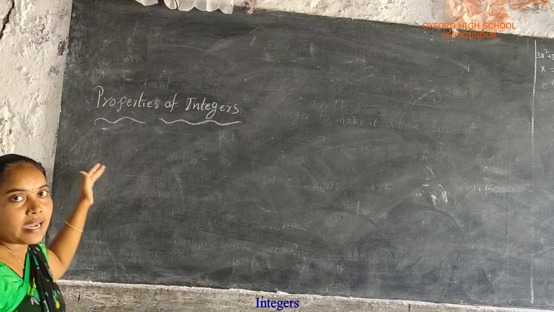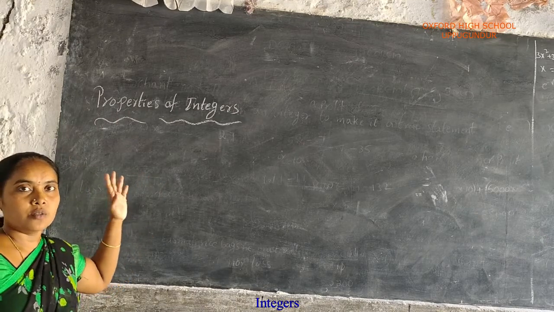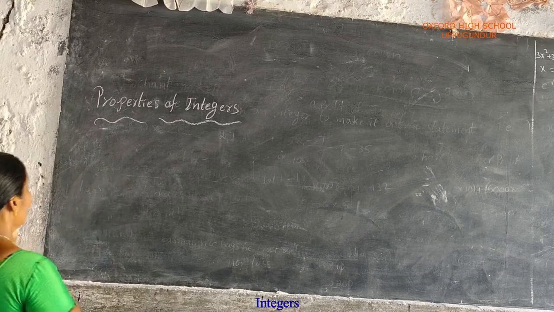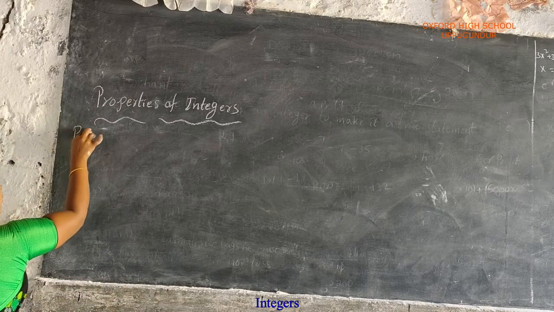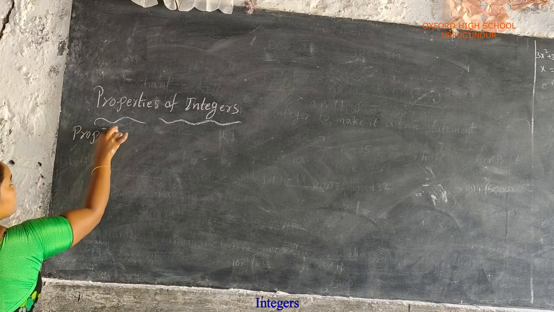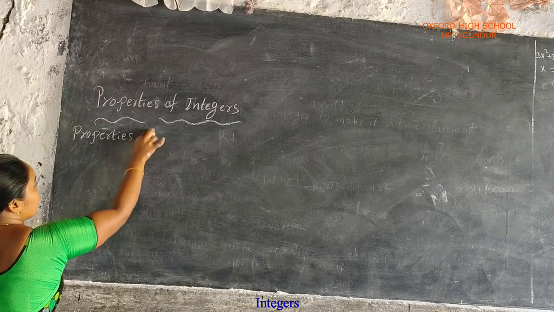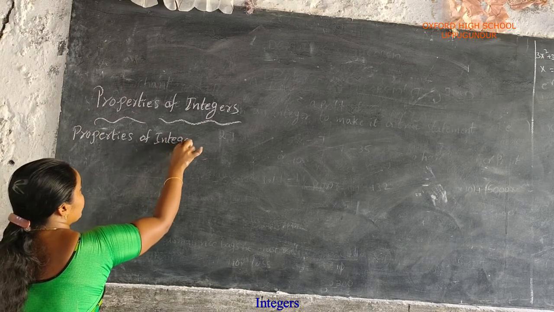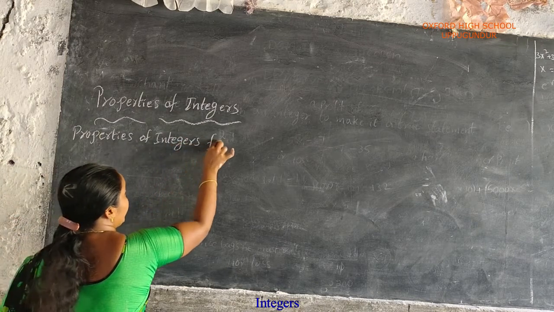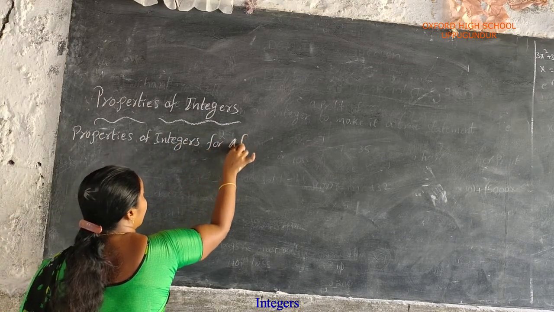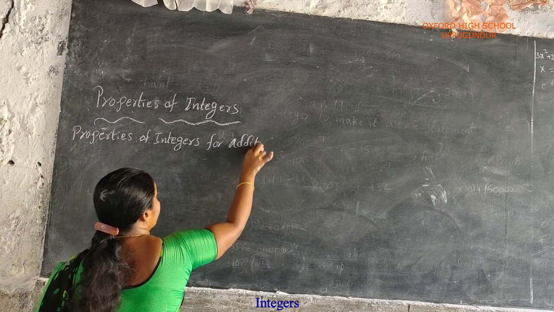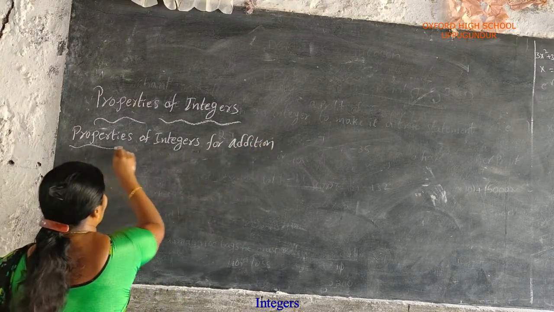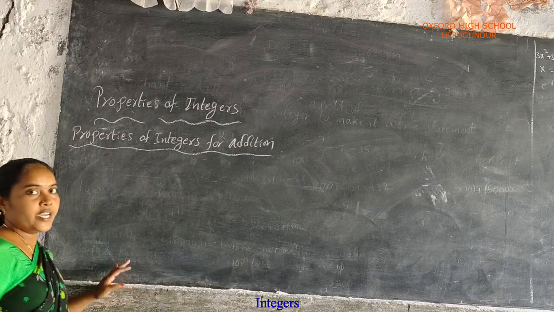Properties of integers under addition and under multiplication. Two are there. First one, properties of integers for addition.